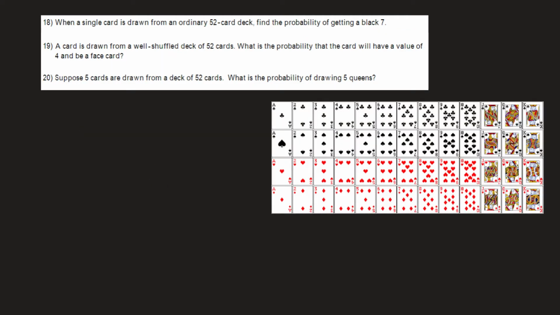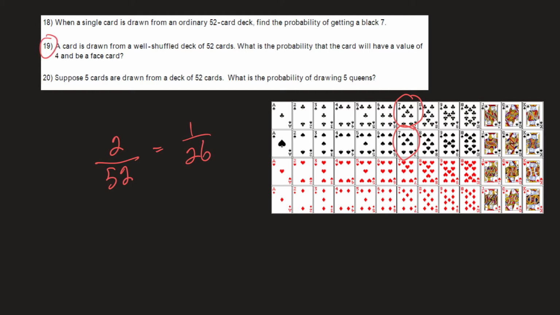Okay, these questions deal with cards. And they say, when a single card is drawn from an ordinary 52-card deck, find the probability of getting a black 7. Well, there's 52 cards, and then you just have to figure out how many black 7s you have. There's one there and one there, so there's 2 of them. So 2 out of 52, or if you simplify, that'd be 1 out of 26.